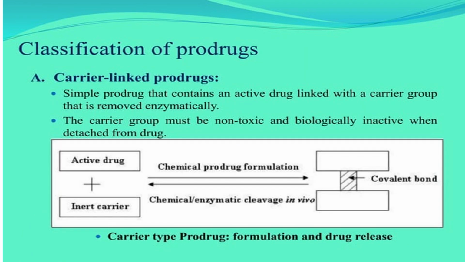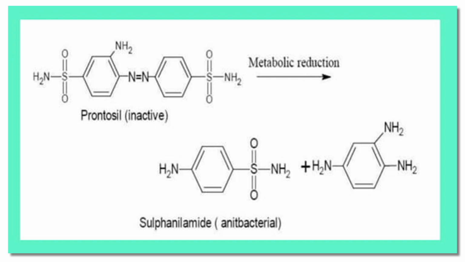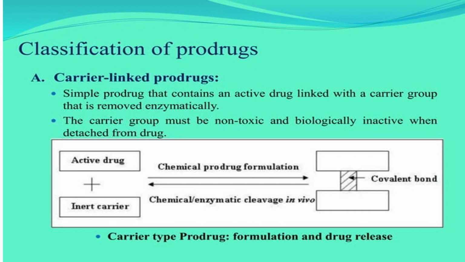Now, classification of the prodrug. There are a variety of ways to classify prodrugs, which includes carrier-linked prodrugs, then bioprecursors, and photoactivated prodrugs. So there are basically three types. First is the carrier-linked prodrug. Now, what is the meaning of carrier-linked prodrug? This is the first class of classification of the prodrug.